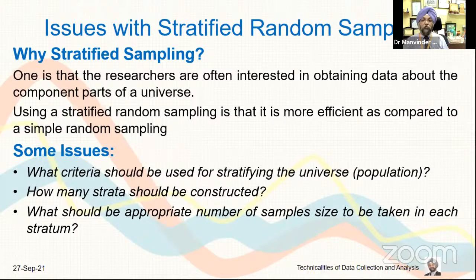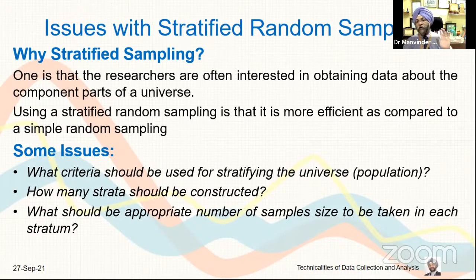Right now, this question pertains to the number of observations to be taken out of each stratum. At the outset, one can determine the total sample size. We understand what the total sample size of the universe will be, and afterwards we can allocate it between the strata.